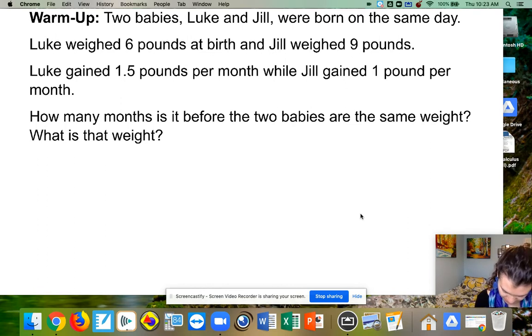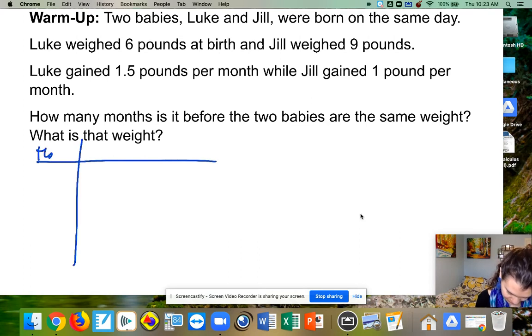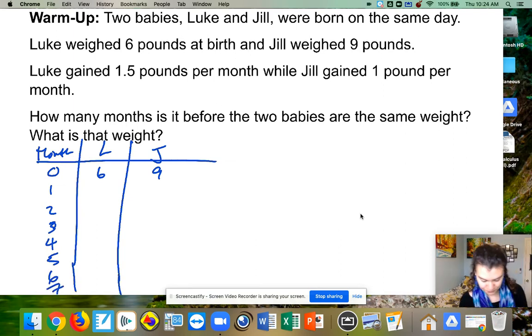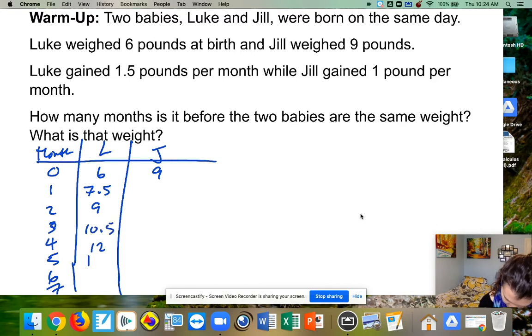And let's say we'll put the month here, and then Luke's weight and Jill's weight. So when they're born, Luke starts off at 6 pounds, Jill starts off at 9 pounds, and then we're going to go up from there. So let's just write some values and see what we can get. So Luke is going up 1.5 pounds per month. So we're going to go up to 7.5, 9, 10.5, 12, 13.5, 15, 16.5, etc.